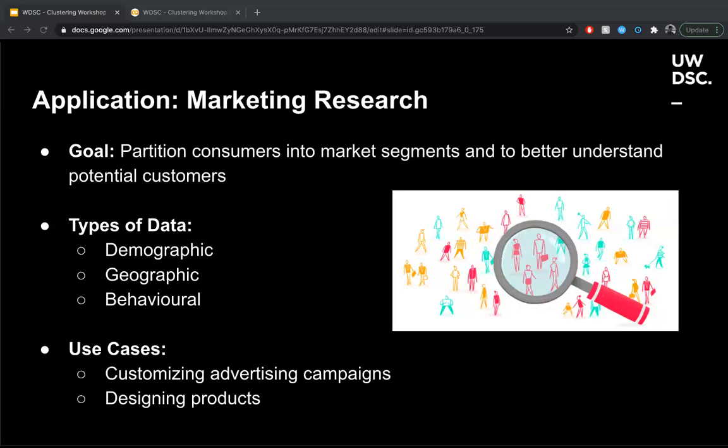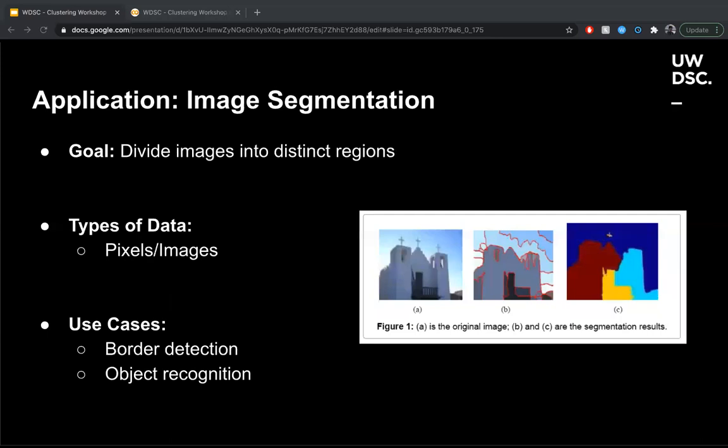Customizing advertising campaigns would be related to getting information about gender, age and salary, and those would all affect things. You might create custom advertising campaigns for particular clusters to get the best success from those campaigns.